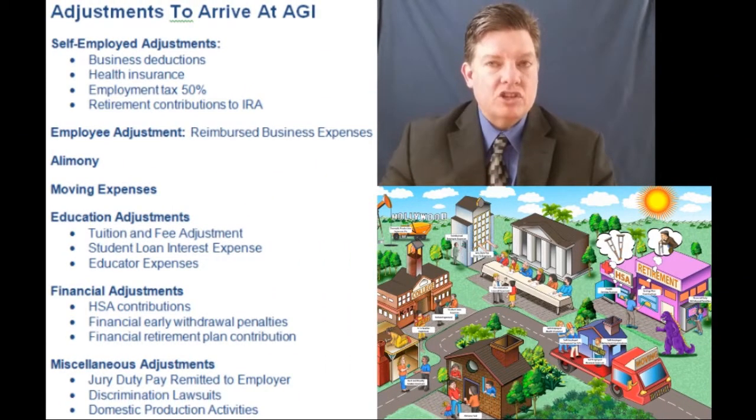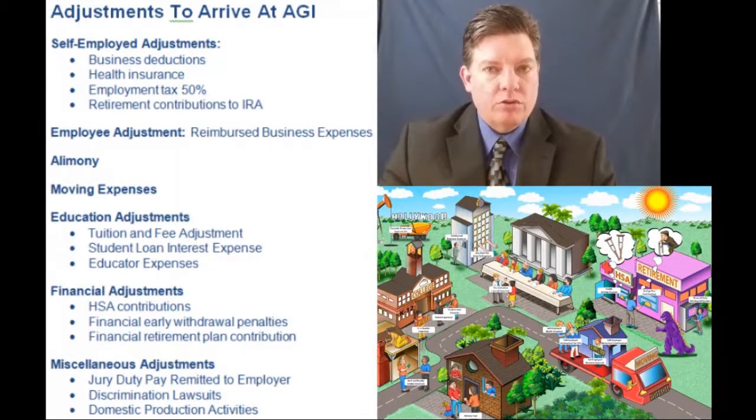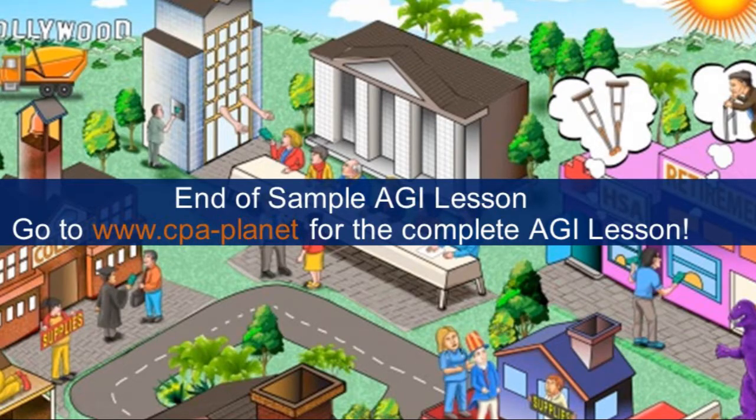Now, if you get a question on the exam asking about any of these items, you're going to know that they're an adjustment as opposed to a credit or a deduction or anything else. You're going to know them all. So now you know the big picture. Now let's go through each adjustment in detail so you know any rules you need to know for the CPA exam. So that is the end of this sample lesson.